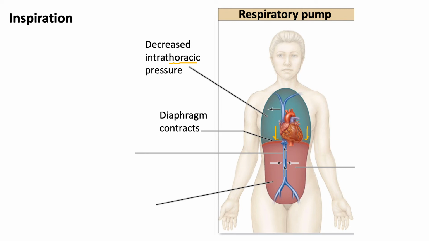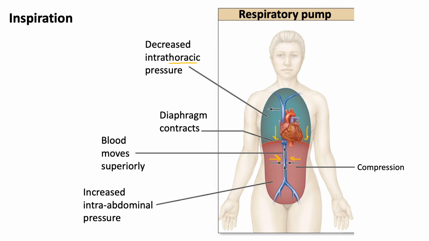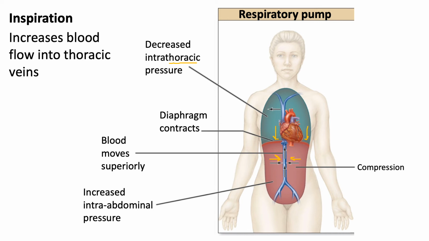And simultaneously, we're going to see an increase in intra-abdominal pressure because this diaphragm is flattening, making this area smaller. Therefore, we're going to compress these vessels that are within the abdominal cavity. That pushes the blood upward into the thoracic cavity, where we now have lower pressure. So we see an overall increase in blood flow into our thoracic veins when we breathe in.